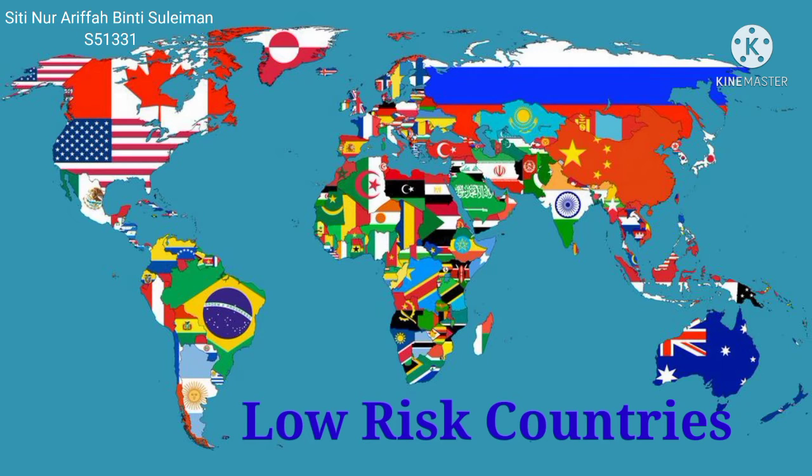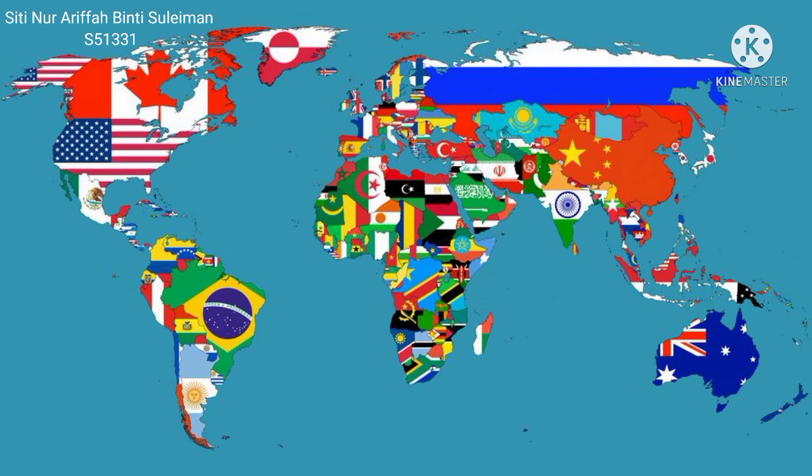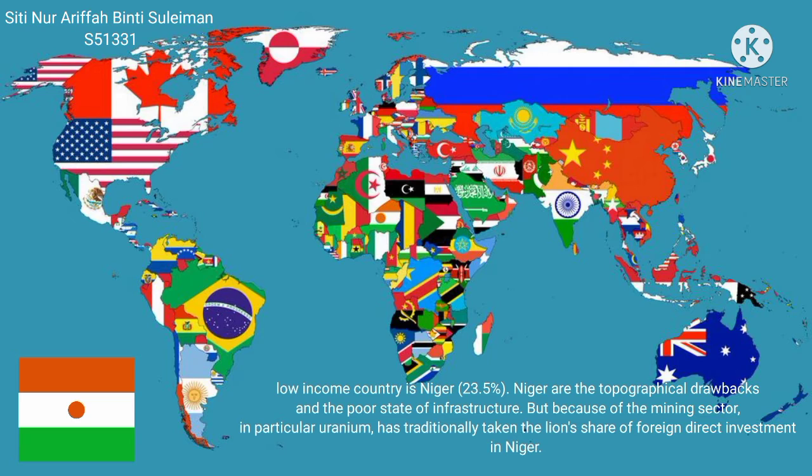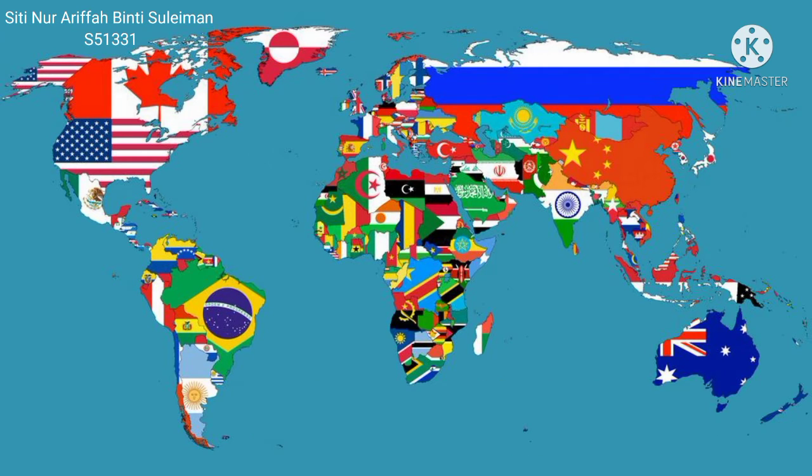Most countries, low income, lower middle income, upper middle income and high income, fall under the low risk rating of 21 to 40%. For example, the low income country is Niger, 23.5%. Niger has topographical drawbacks and a poor state of infrastructure, but the mining sector, in particular uranium, has traditionally taken the lion's share of foreign direct investment in Niger.